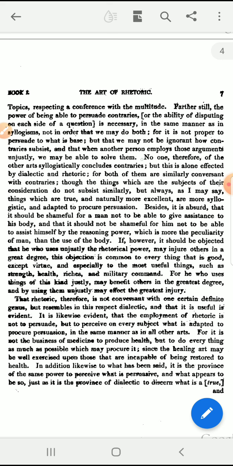No one, therefore, of the other arts syllogistically concludes contraries. In other words, we need to exercise ourselves in proving and disproving both sides of every contradiction, of every controversy, so that we not only know how to prove what is true, but we also understand the arguments made to attempt to prove what is false.